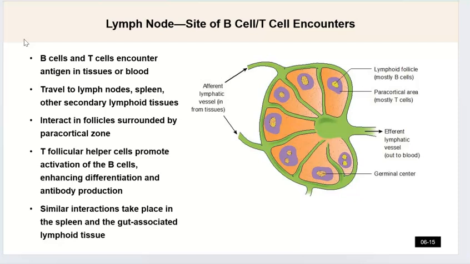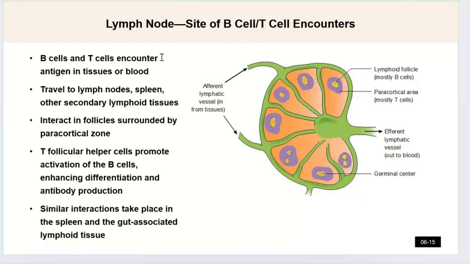We watched that video about the lymph circulation, which I think is always very helpful. So the lymph system is very important, obviously, in our immune system, because this is often the site of where the B cell and the T cell will encounter things. So the B cells and the T cells often encounter the antigen in either the blood or the tissues. They will travel to lymph nodes, spleen, and our other secondary lymphoid tissues. They will interact in follicles surrounded by the paracortical zone.